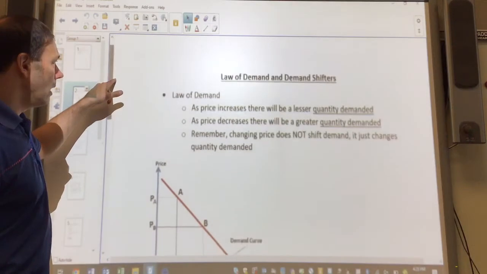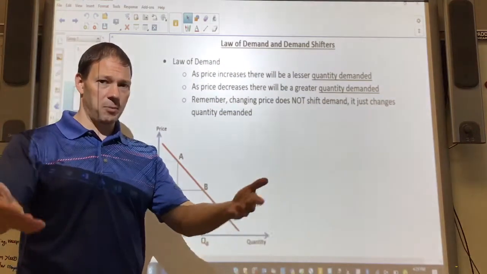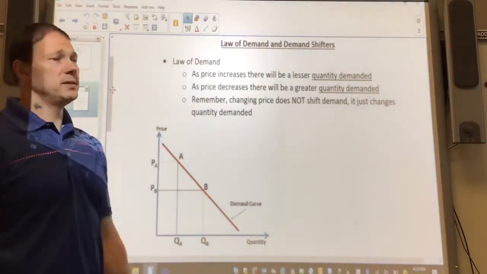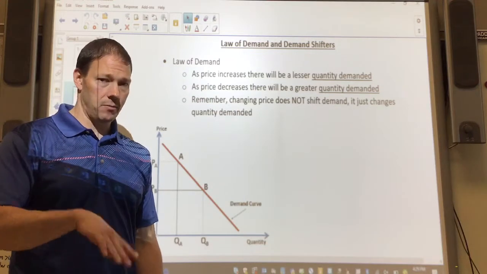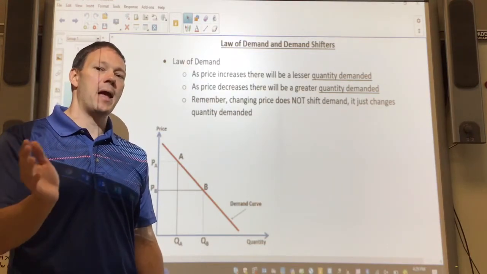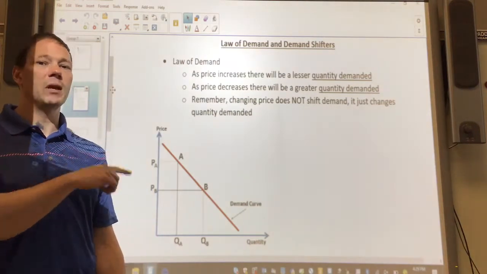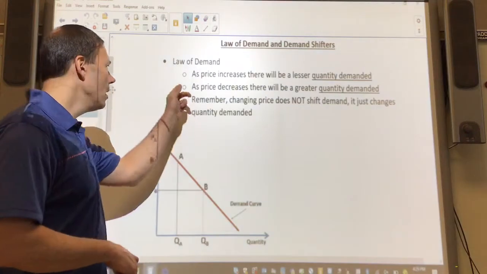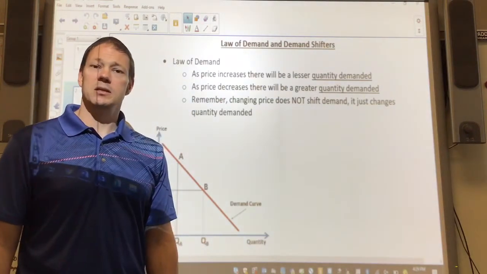So first of all, the law of demand and demand shifters. The law of demand says, pretty simple, we all know this, as the price increases, there will be a lesser quantity demanded. Remember, that means that you are going to purchase less. It does not mean that your entire demand shifts. That means the curve moves. We're not moving the curve, we are moving along a curve with these price changes. And of course, as the price decreases, there will be a greater quantity demanded.